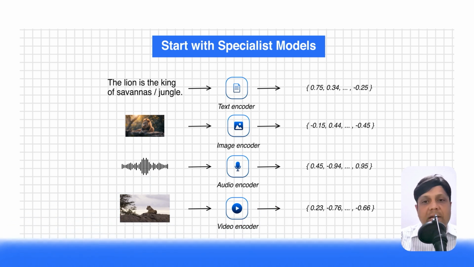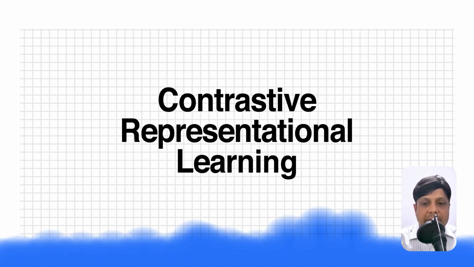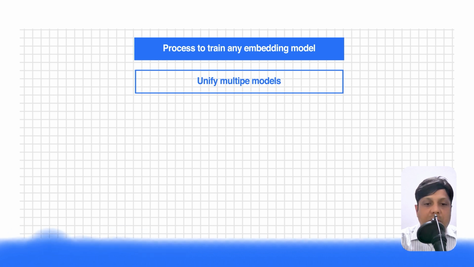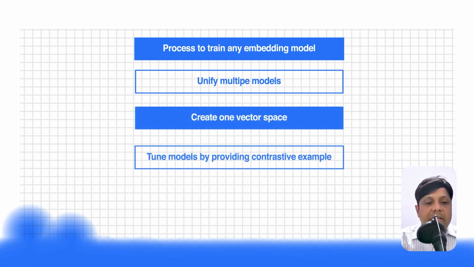And how do we do that? We use a concept called contrastive representational learning. Through contrastive representational learning, we basically unify multimodal embeddings. So what is the process? The process is we first train any embedding model, which basically starts with a unimodality. Then we unify multiple models and create a single vector space. We then fine-tune the model by providing contrastive examples.